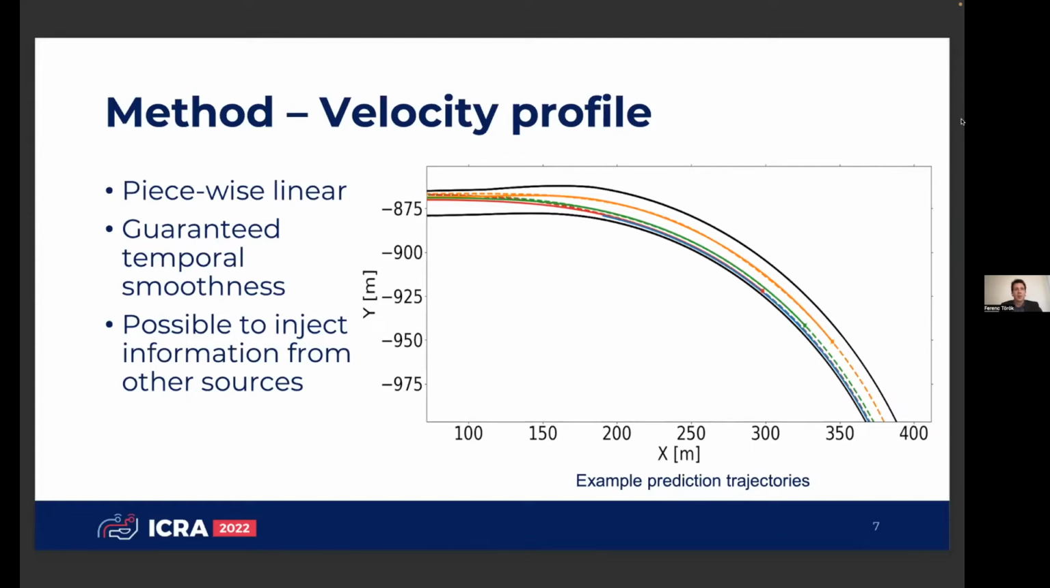Predicting the path and the velocity profile separately also opens up the possibility to inject external information into the process. We can use, for example, the filtered velocity estimate of an object to initialize its velocity profile. This is actually what we found the best in our setup. But one could also take a complete velocity profile from a potentially more informed source and resample the intention path according to that. In the figure, you can see some nice smooth prediction trajectories in one of the turns of the Indianapolis Motor Speedway.